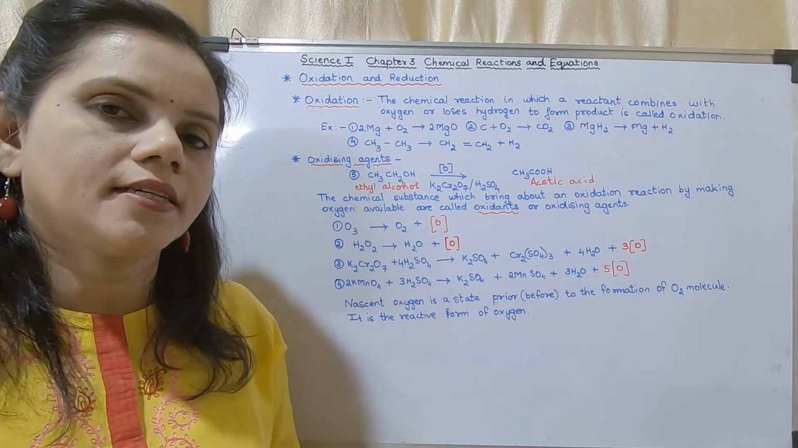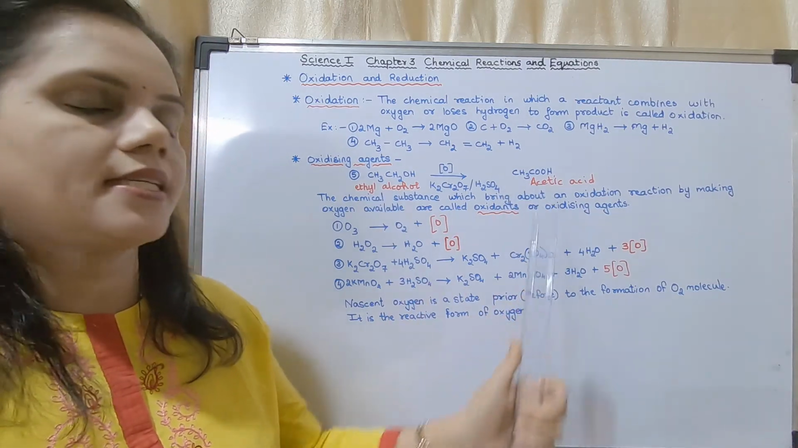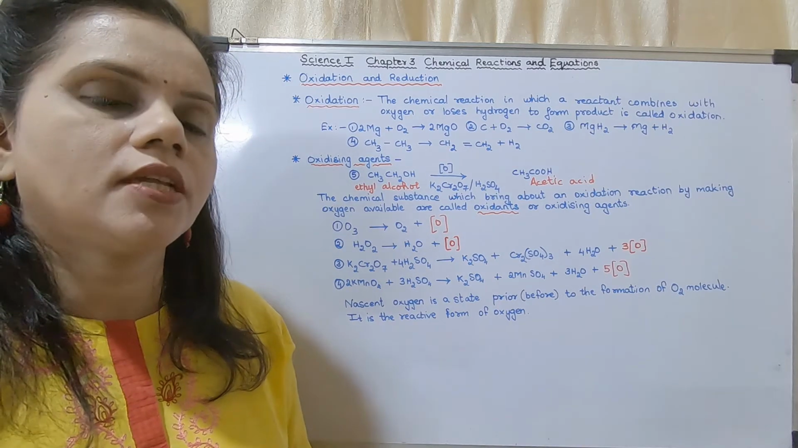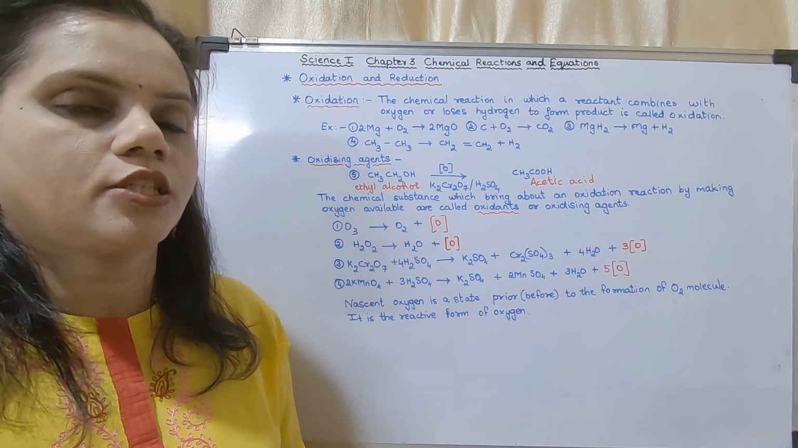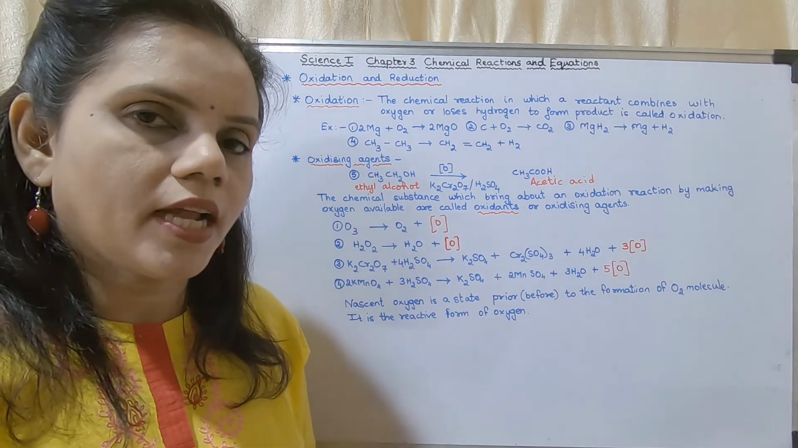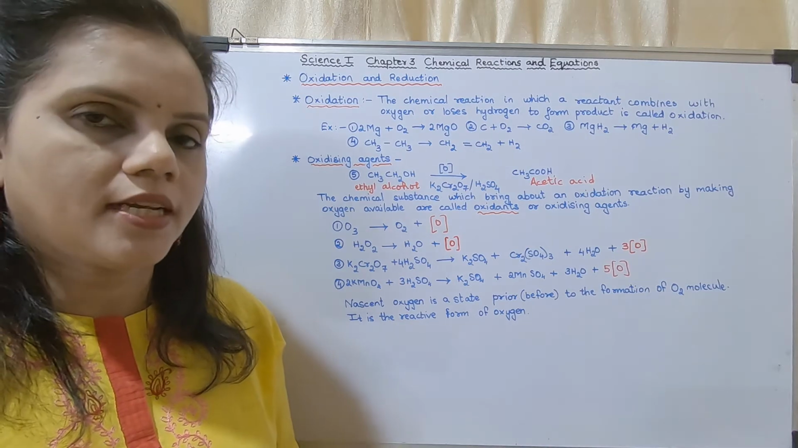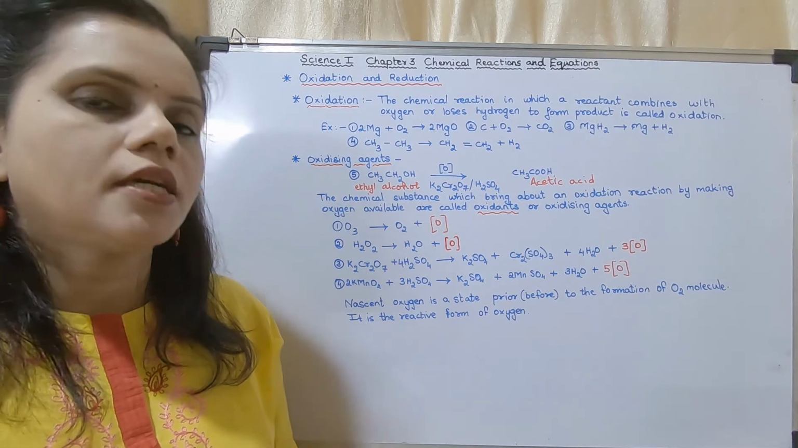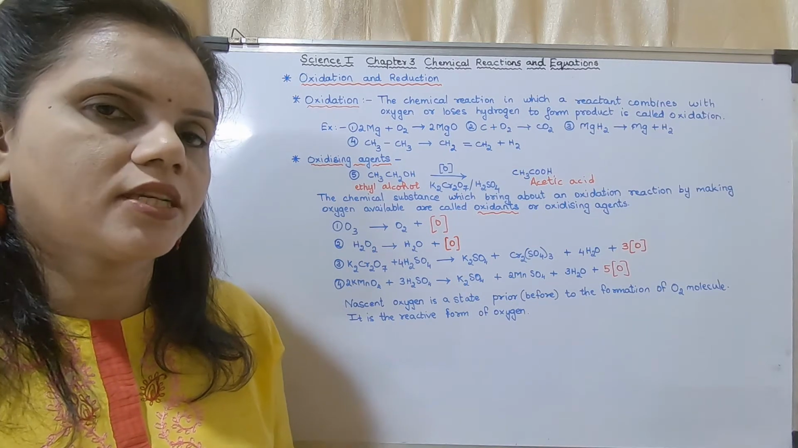This is an objective type question. Ethyl alcohol to acetic acid, which type of reaction is it? It is an oxidation reaction. It is a frequently asked question. The conversion of ethyl alcohol to acetic acid is which type of reaction? It is an oxidation reaction.